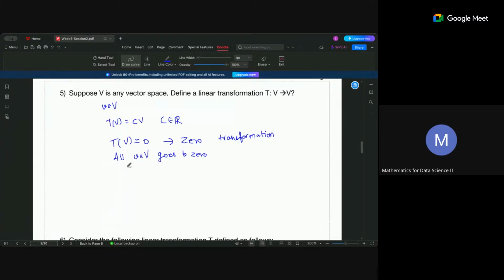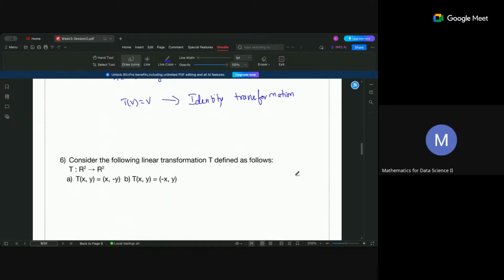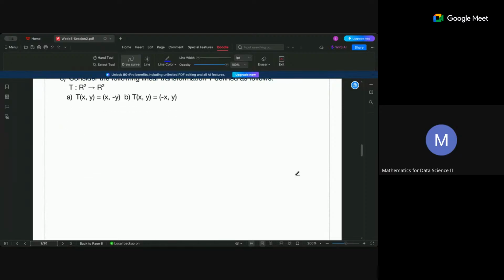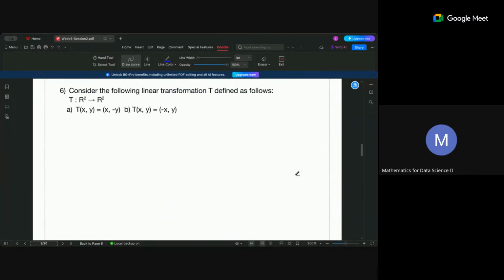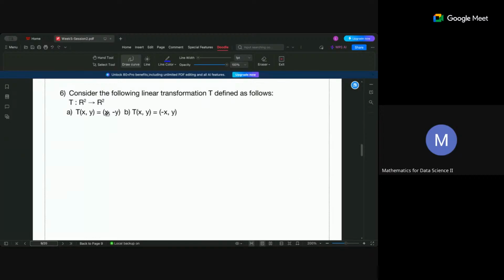Of course, we can write it another way. If T of v equals v, then what happens? This is called the identity transformation. Right? This is the identity transformation. Okay, fine. So now you have two linear transformations defined. T of x comma y equals x minus y, and T of x comma y equals x minus x comma y.